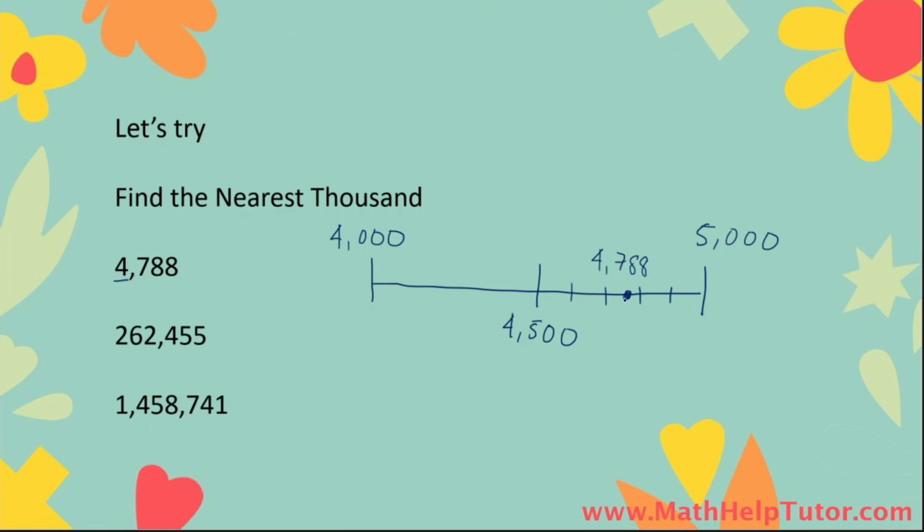Since you can see our number comes after 4,500, or is larger than 4,500, then we know our number is nearer to 5,000 than it is to 4,000. So the answer to finding the nearest thousand for this number is 5,000.